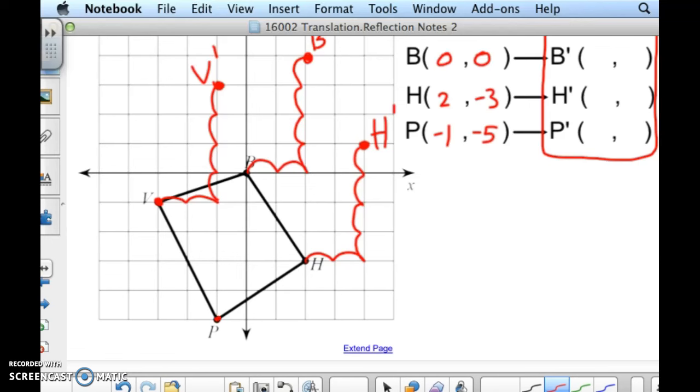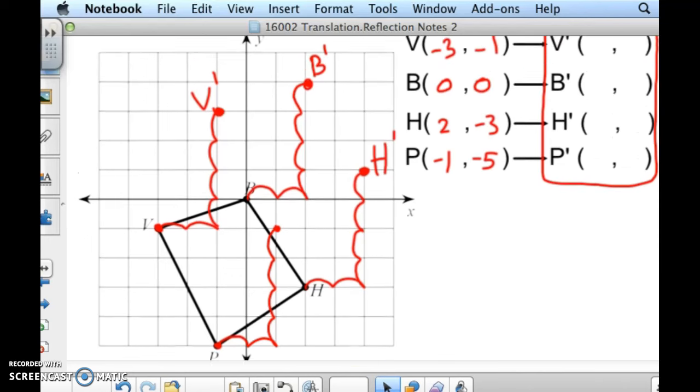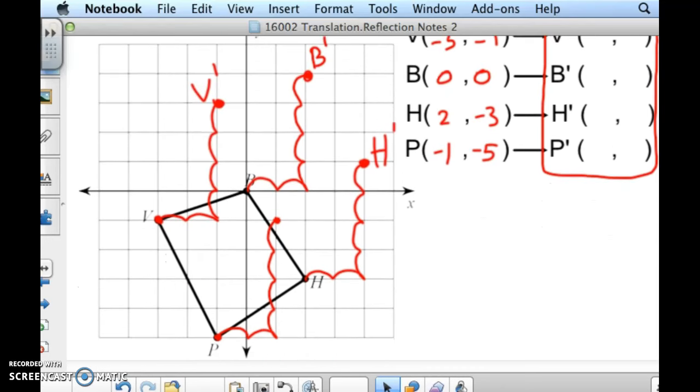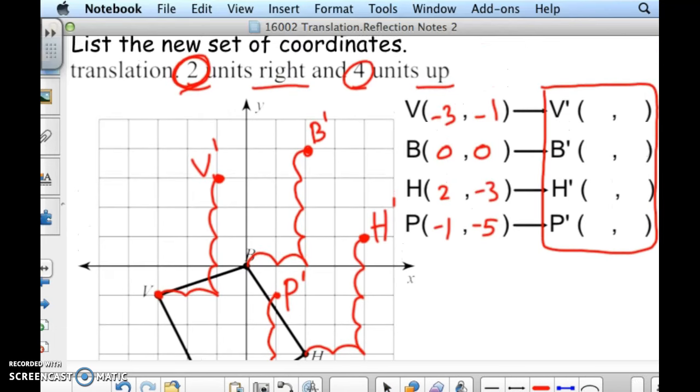And then last but certainly not least, I have P, and I'm going to move it 2 units to the right, 1, 2, and 4 units up, 1, 2, 3, 4. Here's my new point. Oh, I forgot to label it. This point is now labeled P prime. What I'm going to do now is connect my points with lines so that I can judge and make sure that my shape still looks the same. Because if it doesn't, then I can think, oh, I've made a mistake.